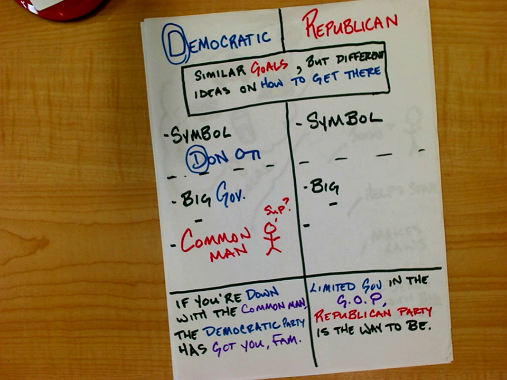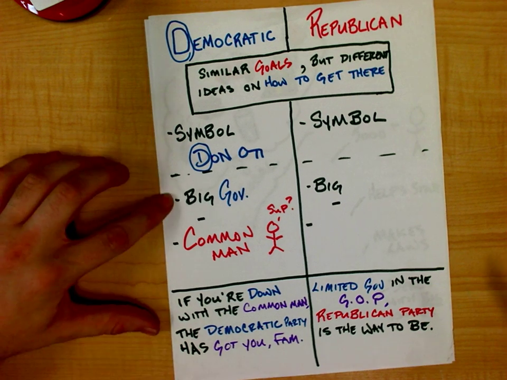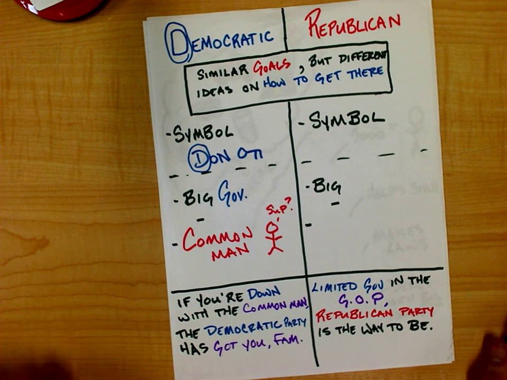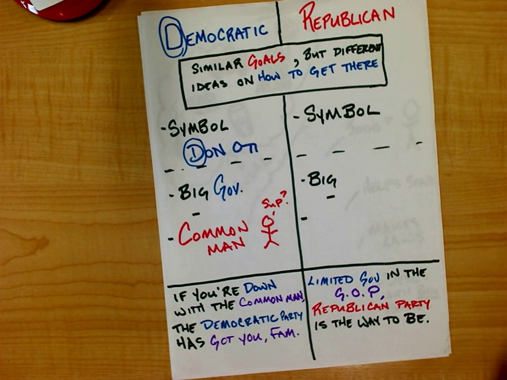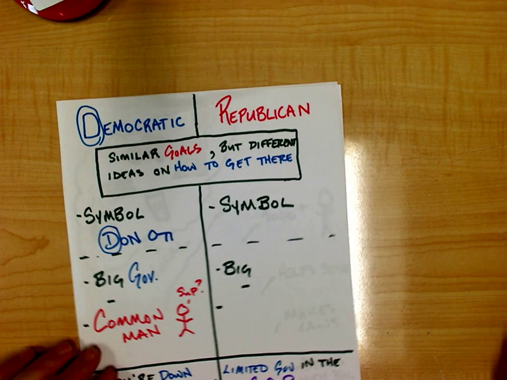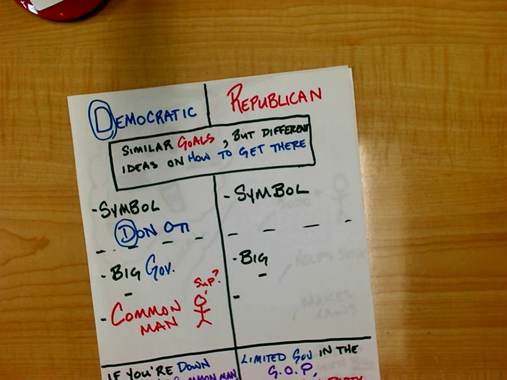They're looking to have the government take care of everything from healthcare, food, unemployment, housing, whatever you need. The Democratic Party thinks that the big government is going to solve that. And we'll see how that's kind of changed whenever we talk about the Republican Party real quick. Their symbol is the elephant.